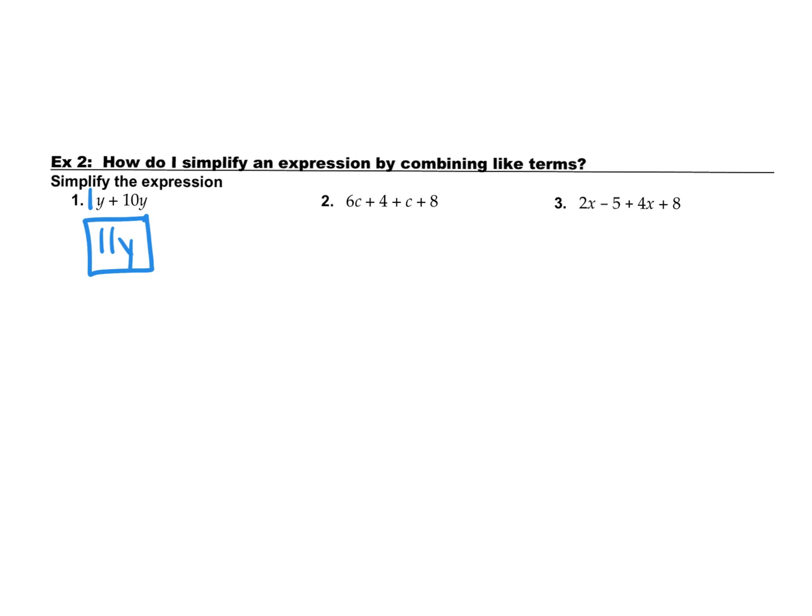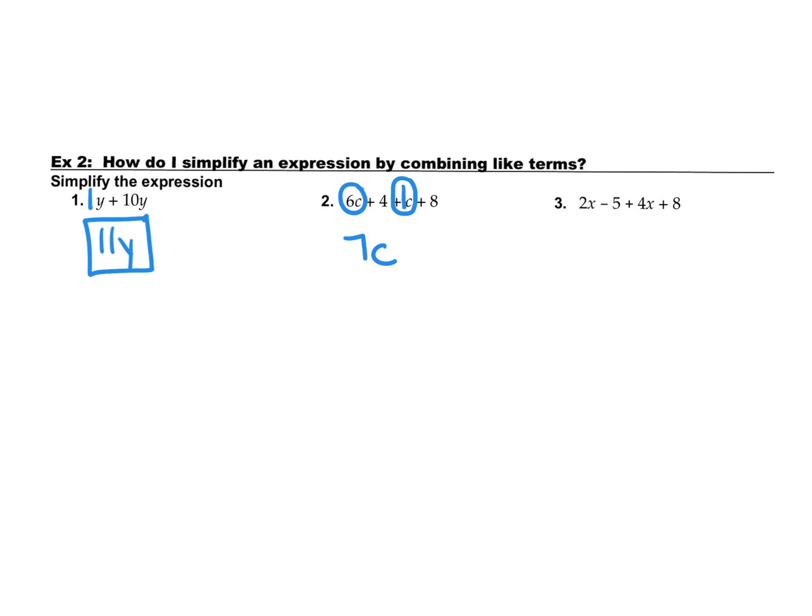And our next example, number 2, I have 6c plus 4 plus c plus 8. So again, I'm going to put a 1 there, otherwise I'm going to drop it. Now what I like to do is circle the variables, and I also circle the operation that goes right in front of the like terms, because sometimes we drop that if we don't. So I'm going to combine my 6c with my 1c, and that's going to give me 7c.